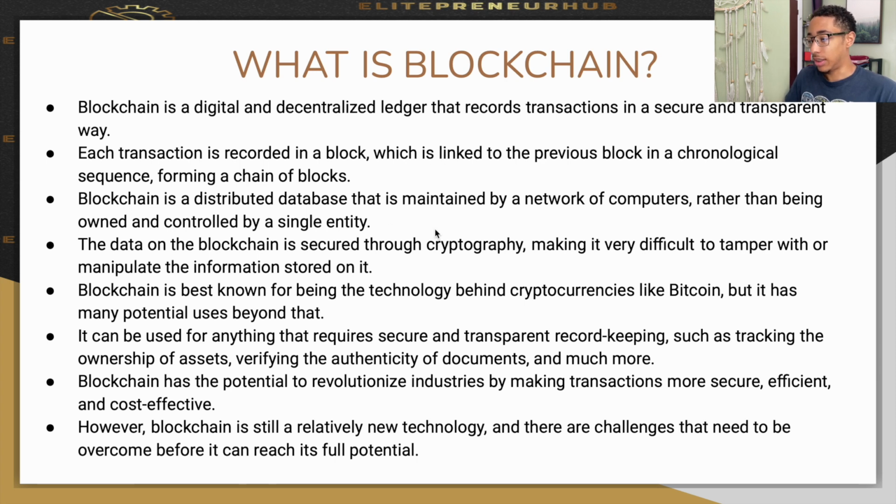Now, this is more detailed. Cryptography is making this blockchain secure, because it makes it very difficult to tamper with the information stored on it. I don't even know how to explain it really, to be honest with you, but cryptography, just look up what that is, and essentially that's their way of being able to hide or mask certain data.